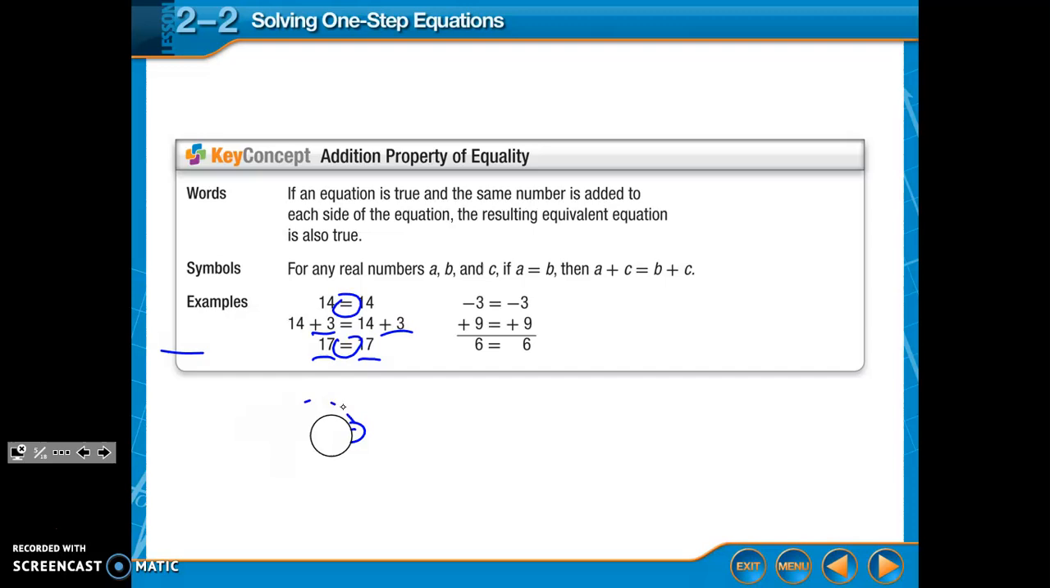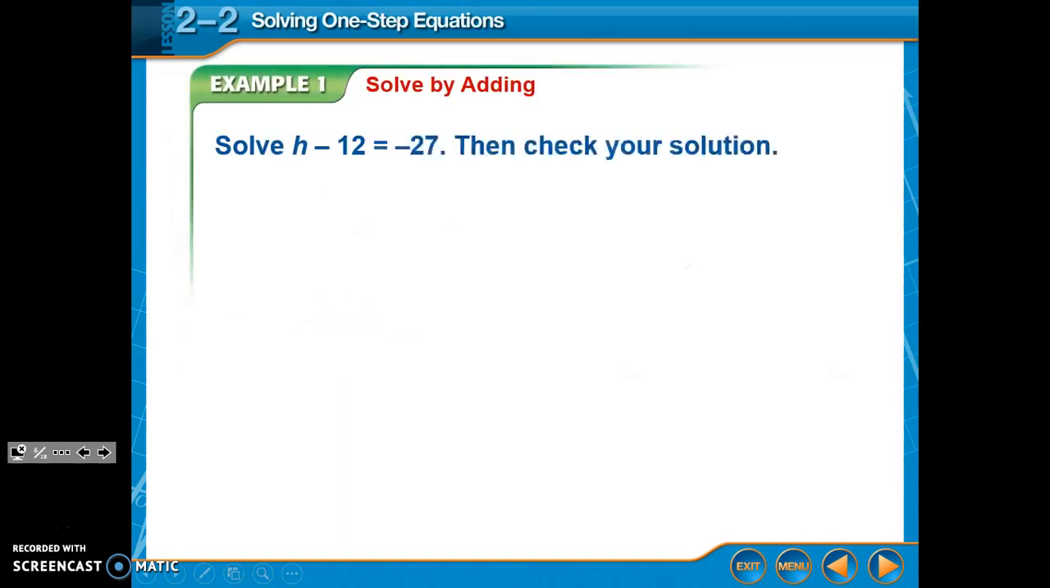Okay? Same thing, this is just another way of writing it. So you have negative 3 plus 9, you get 6 and 6. So rather than doing it in a single line, you can do it in a stack. Okay, so using this idea, we want to use that to solve equations.